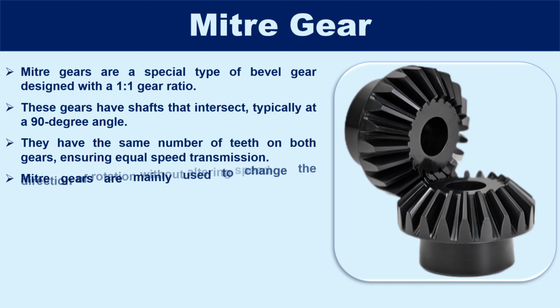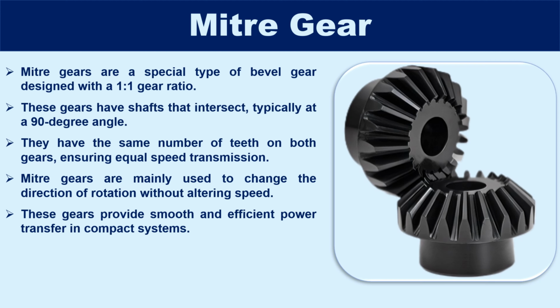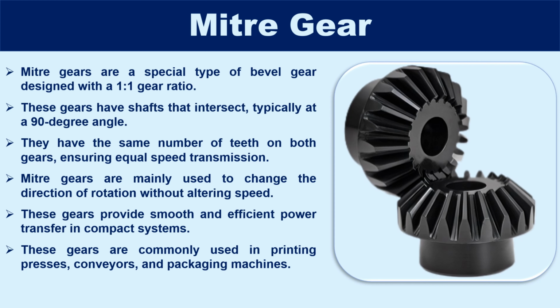Miter gears are mainly used to change the direction of rotation without altering speed. These gears provide smooth and efficient power transfer in compact systems. These gears are commonly used in printing presses, conveyors, and packaging machines.